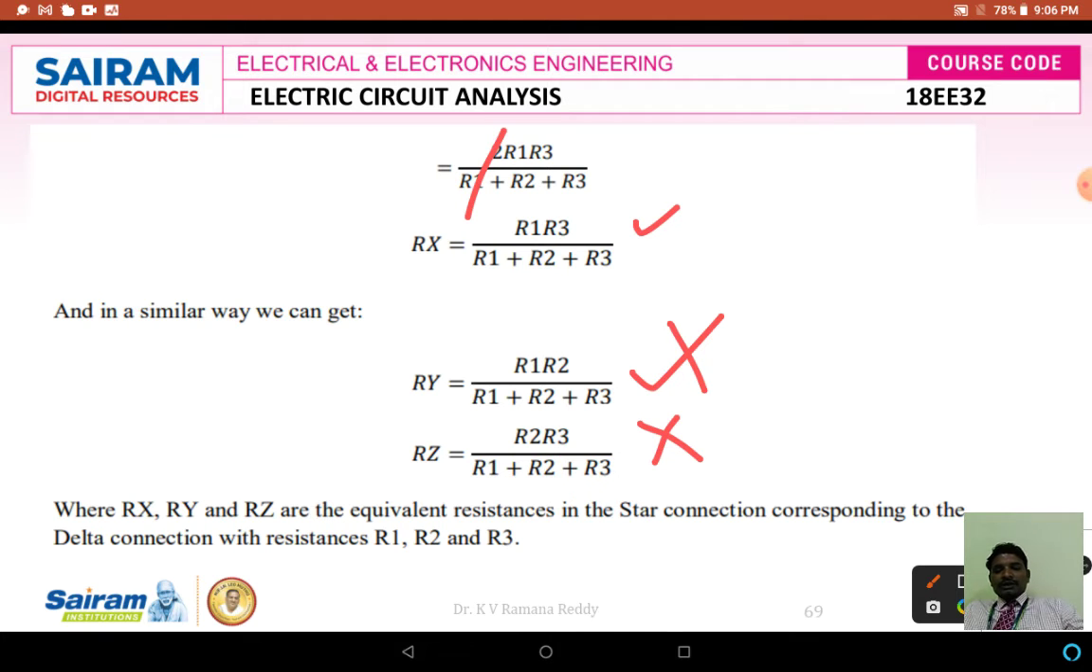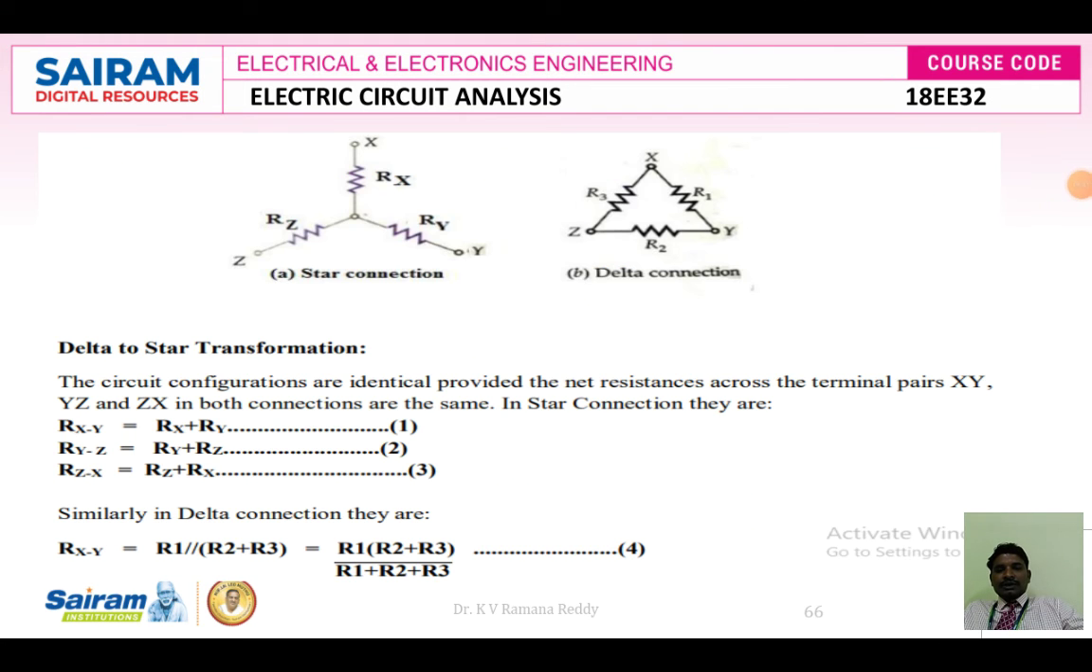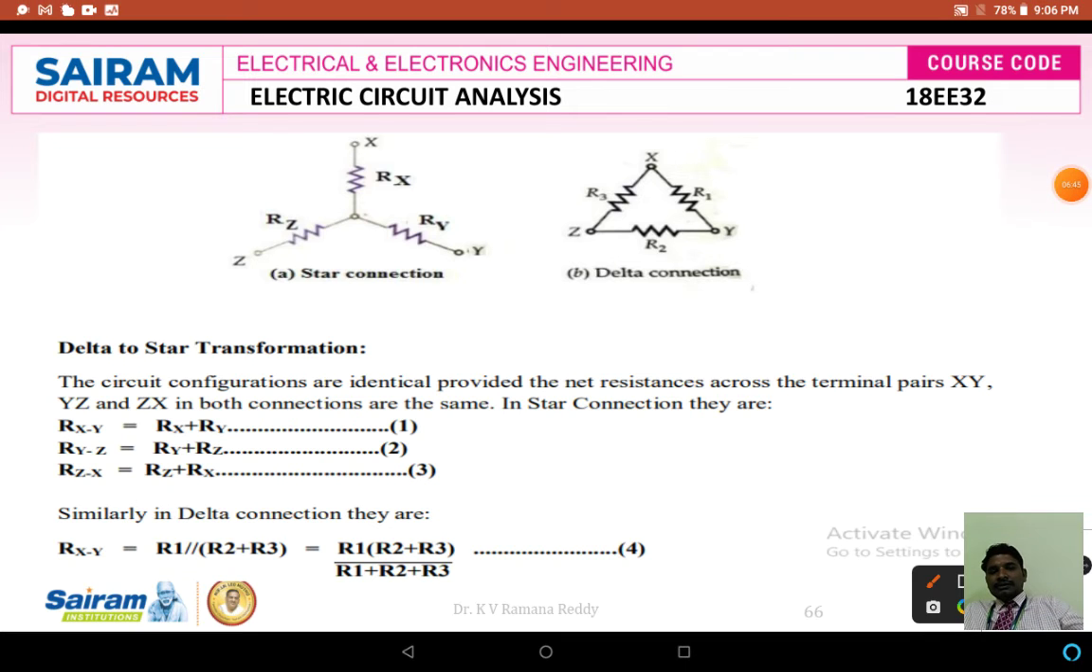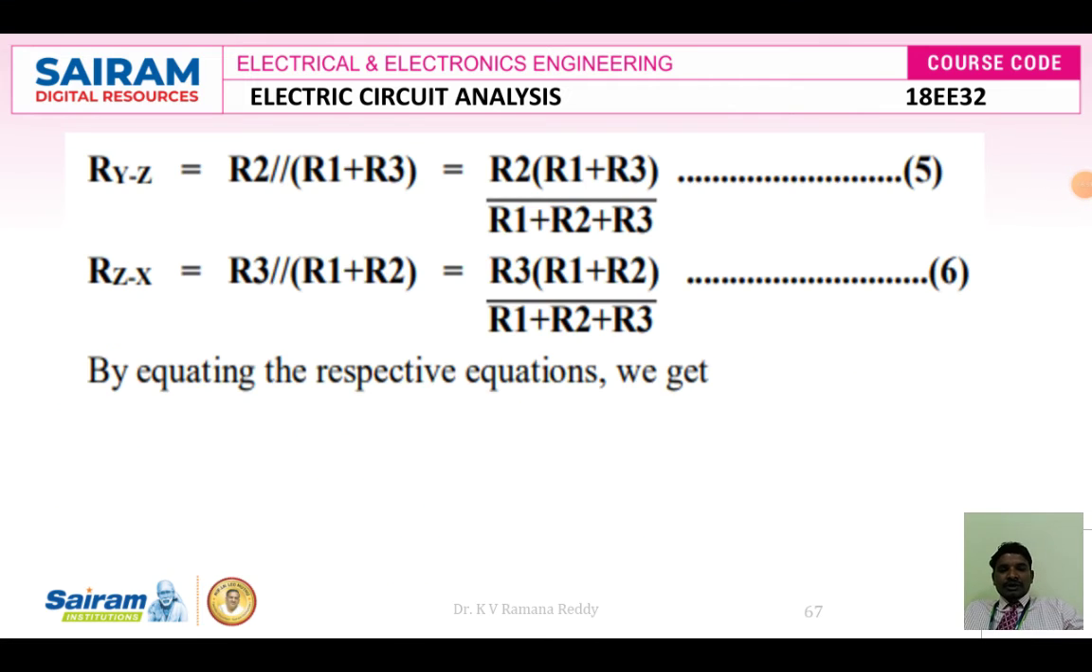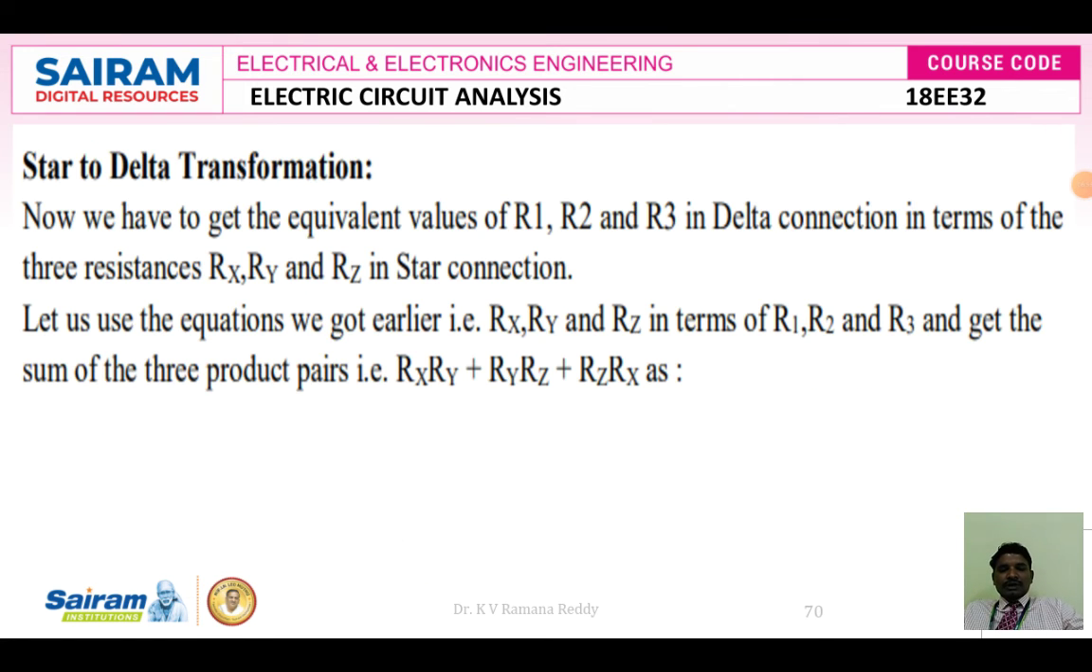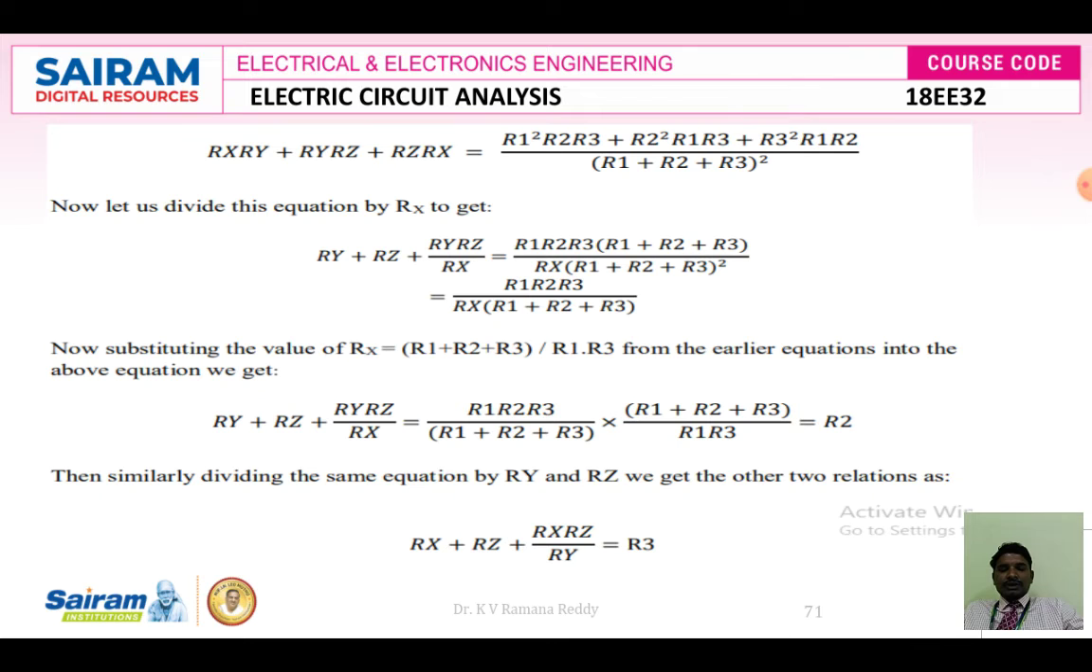However, here we wrote the formula, that means we converted the delta resistors R1, R2, R3 into star resistor values like Rx, Ry, Rz. Now it's another turn to convert the star network into a delta network, because just now we have completed delta into star. Now star to delta transformation.